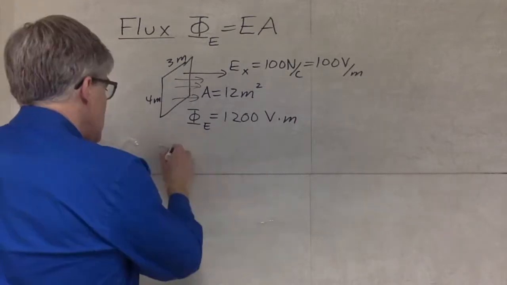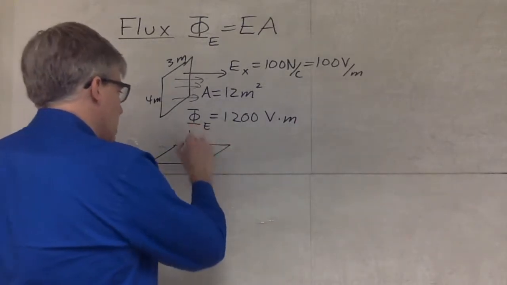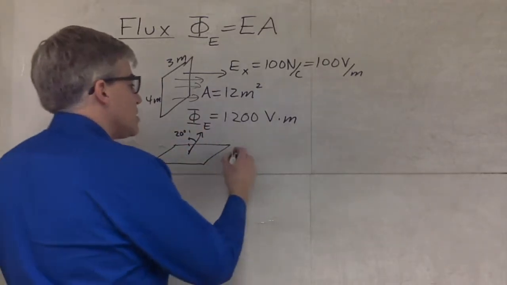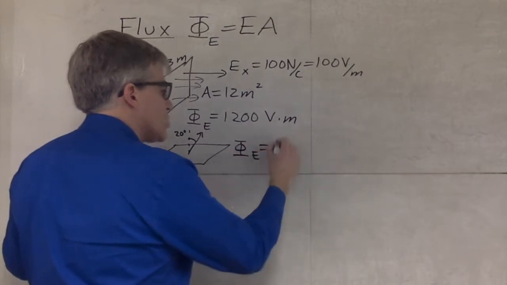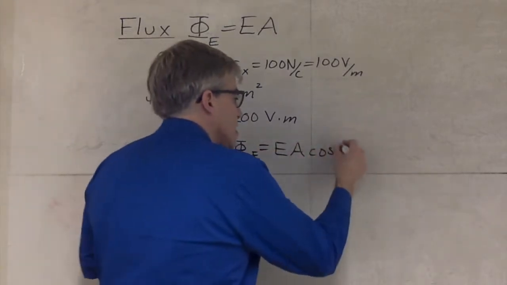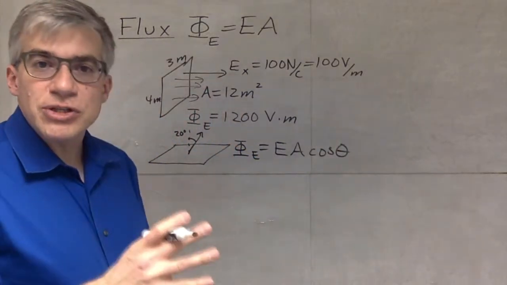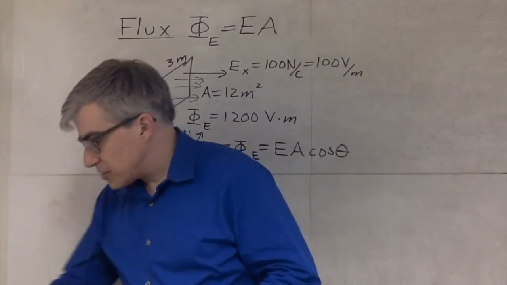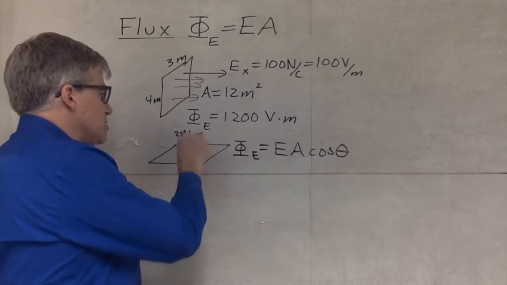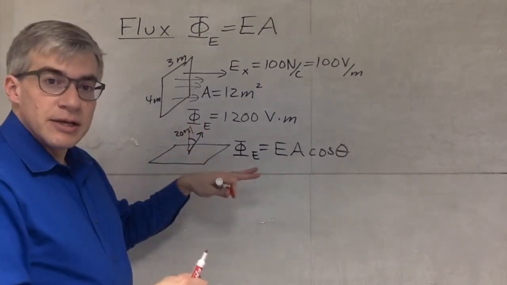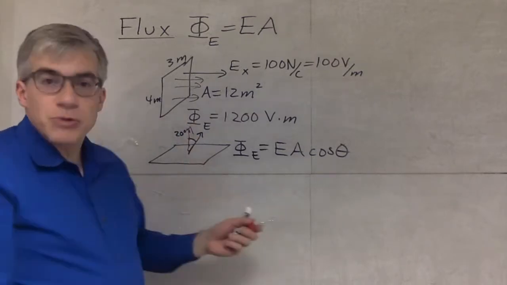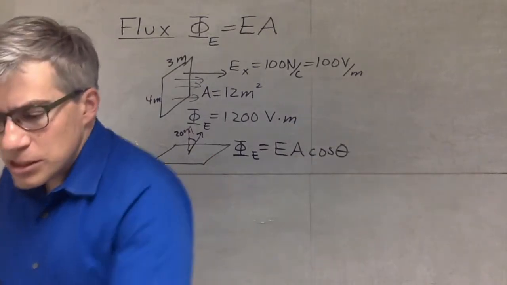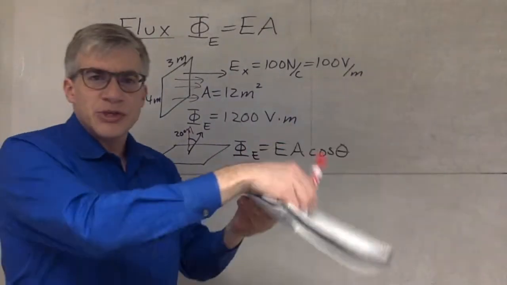If it were at an angle, suppose the surface was on the floor and the electric field made a 20-degree angle with the perpendicular. In that case, the electric flux would actually be EA cosine theta. The electric flux is actually a dot product of the electric field vector and what we call an area vector. The area vector is perpendicular to an area, sticks straight out of it, and the magnitude is equal to the area. It turns out having a vector perpendicular is the easiest way to describe which way a surface is oriented.